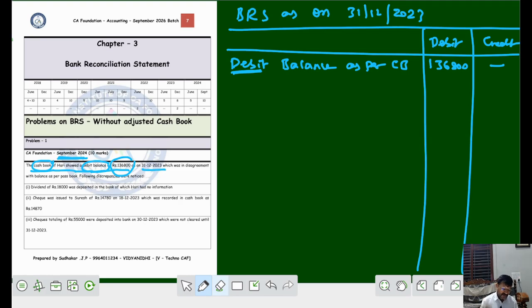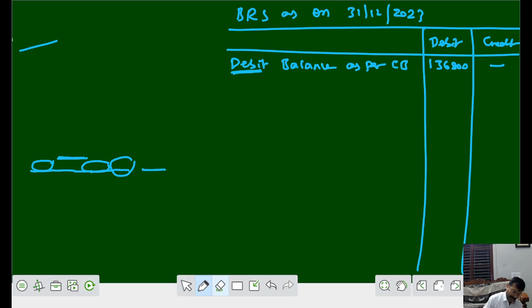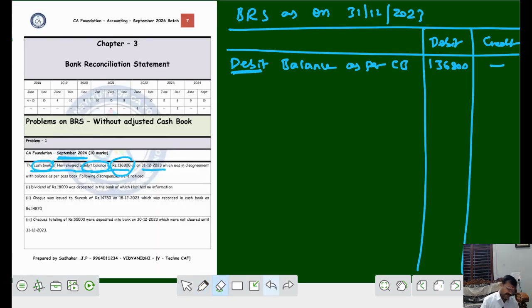Before starting the solution, when you are doing the working, you have to mention: in the cash book, the debit side has receipts and the credit side has payments. In the passbook, the debit side has payments and the credit side has receipts. Whatever transaction you read, compare it with the book in which it is happening. Let us see here. Dividend of 18,000 was deposited. What did he say? Deposited. Deposited means receipt.